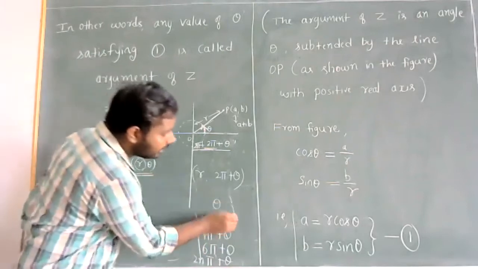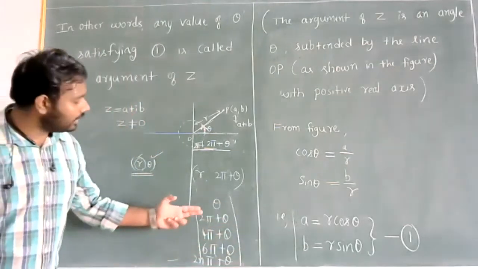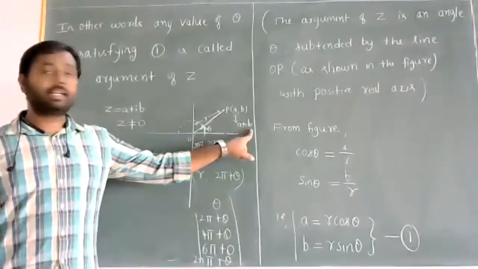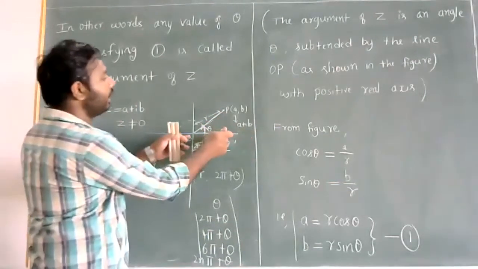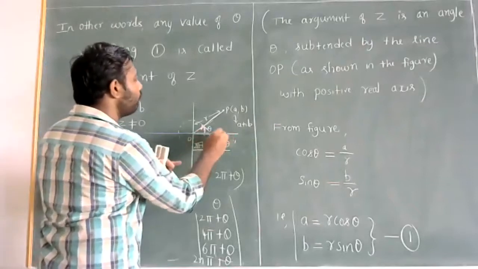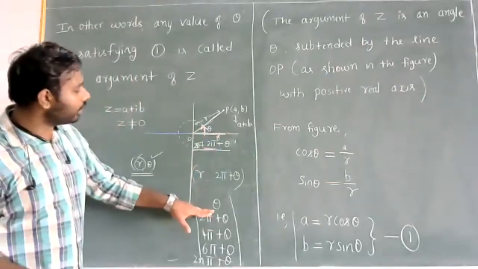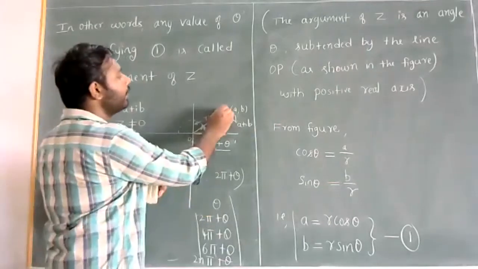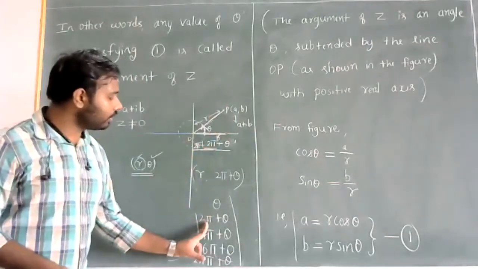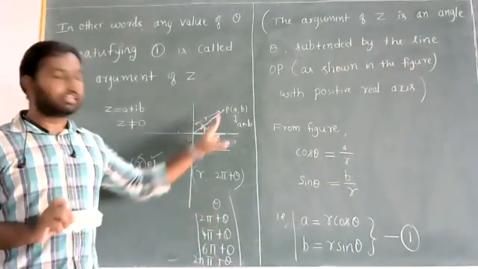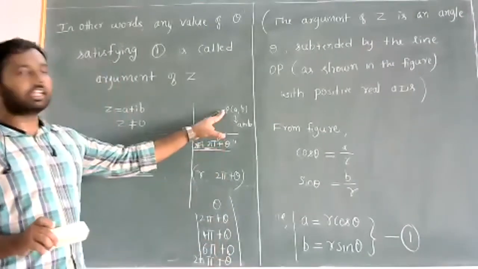So all these rotations, all these angles will give you the same point A plus IB. By taking the line OP of length R, give it a rotation of theta, you'll get the point P. Give it a rotation of angle 2 pi plus theta, you'll get again the point P. 4 pi plus theta, again you'll get point P.